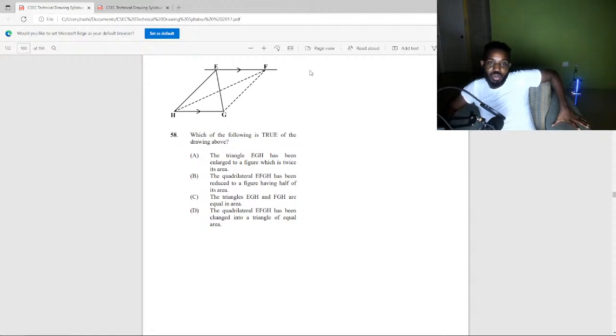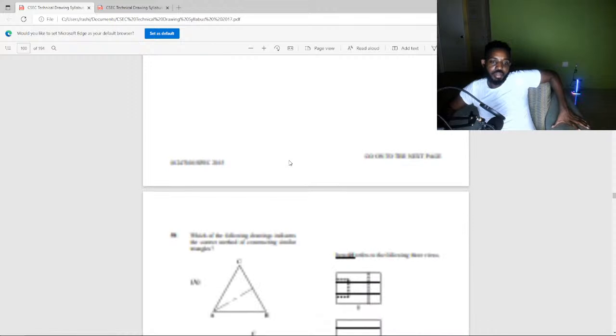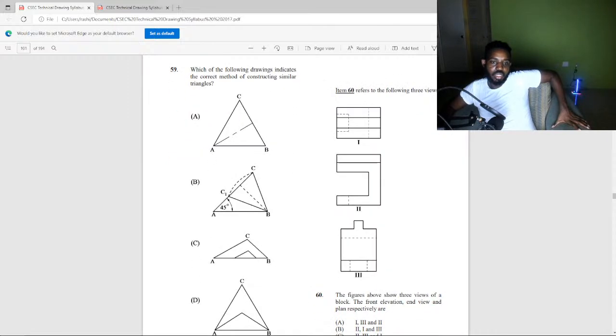If this line was extended all the way over here, and then a line left from H to a point all the way over here, and then went back to G, it would be the same area, as long as they have the same base and the same height. All right, number 59, two left.